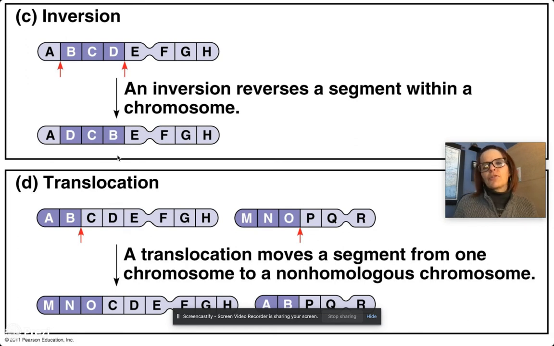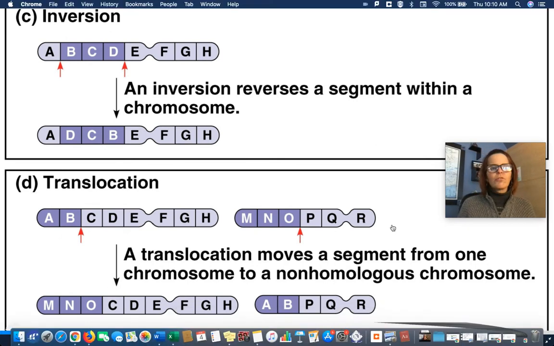So it's possible that the person will have no impact from this whatsoever. They call it a silent impact, where the person won't even know that they have an inverted gene. And then the last one is called translocation.